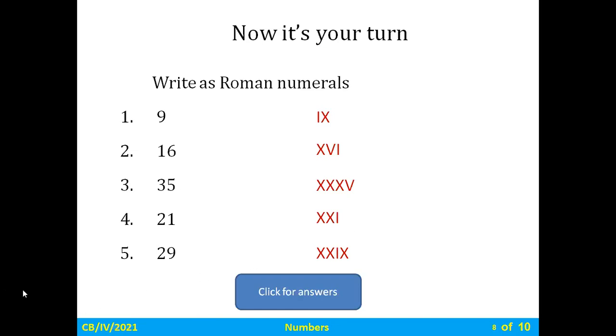Now coming to 29. Okay. 29 will be written as X. 20, you know, it is written as XX. And 9, here you can see we have written it as IX. So 29 will be written as double X, I, X. Is it clear? Raise your thumb, students, if you have understood this.